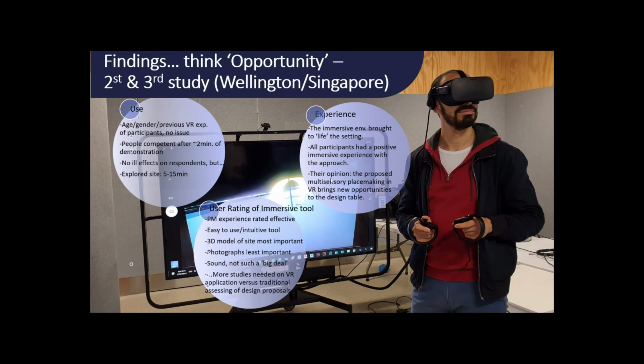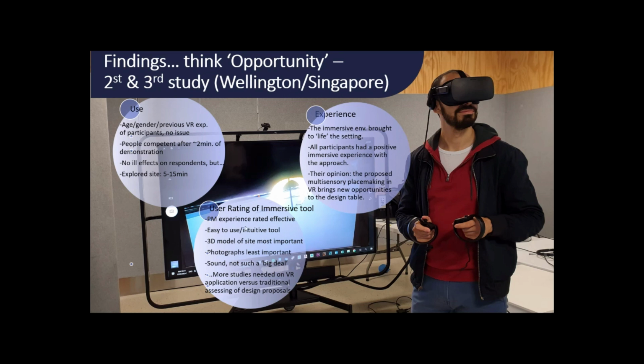And so, yeah, again, in their opinion, the proposed multisensory placemaking in virtual reality brings new opportunities to this design table, meaning you as designers can potentially use this tool to help in your community engagement activities to evaluate the space and provide you with options in your finalizations of the design.